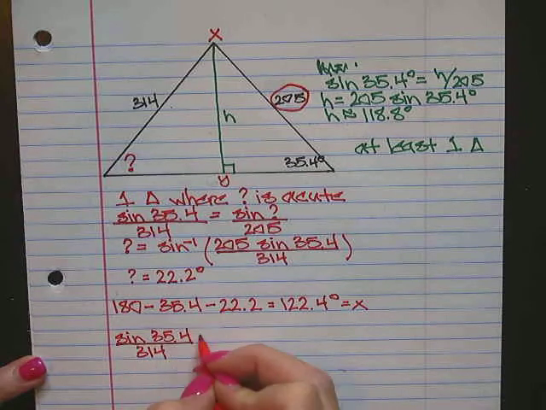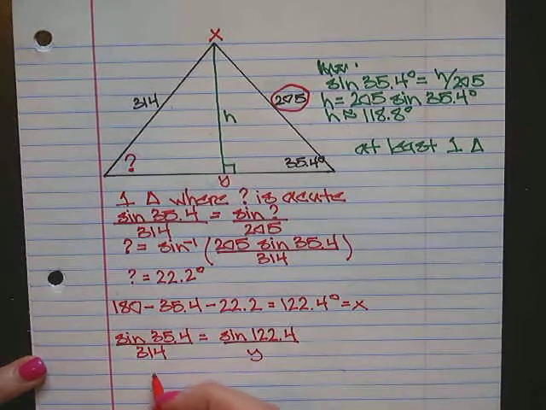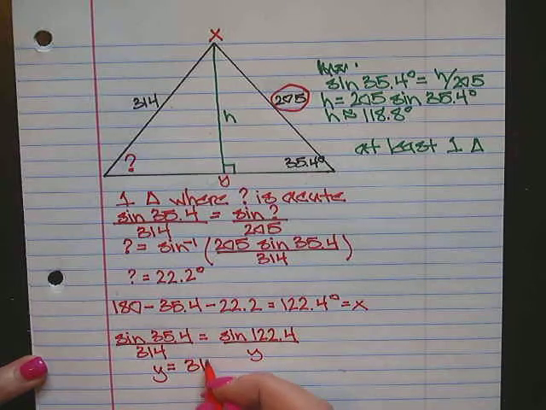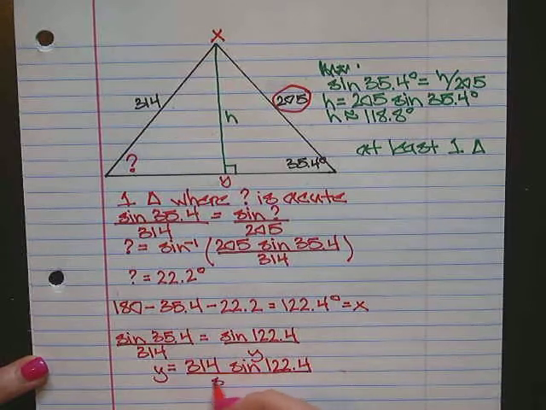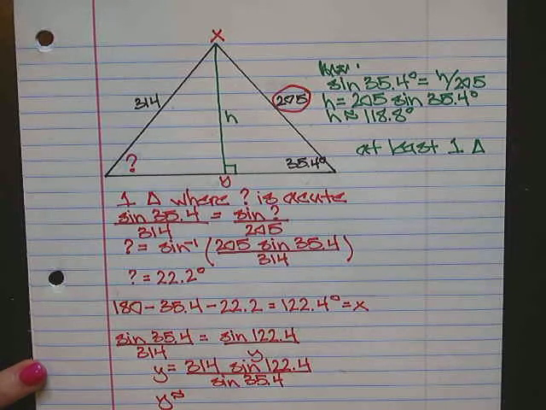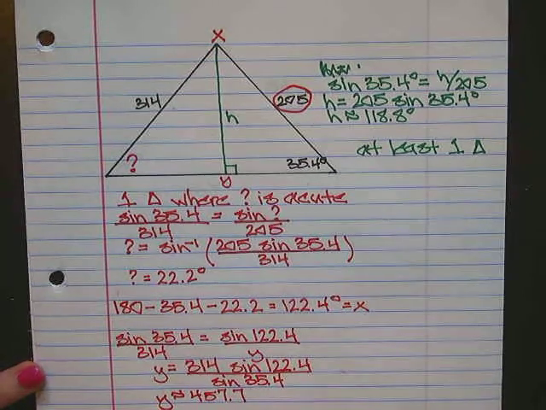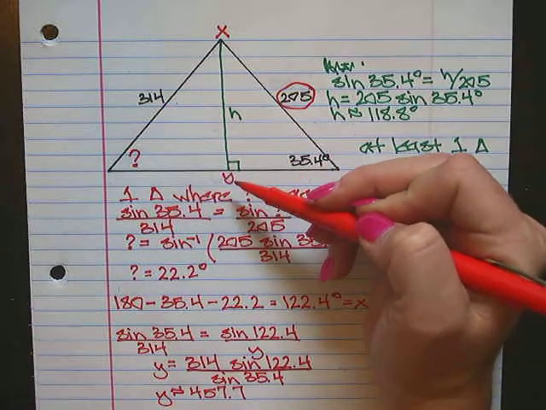And then if I want to find this third side here, we'll call it Y, we would start with our base ratio again, sine 35.4 over 314 equals the sine of 122.4 over Y. When you cross multiply and solve, Y is 314 sine 122.4 over the sine of 35.4, which is 314 sine 122.4 divided by the sine of 35.4.